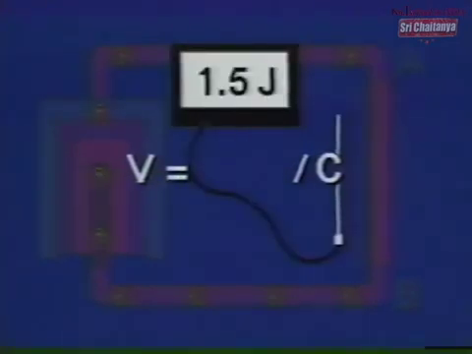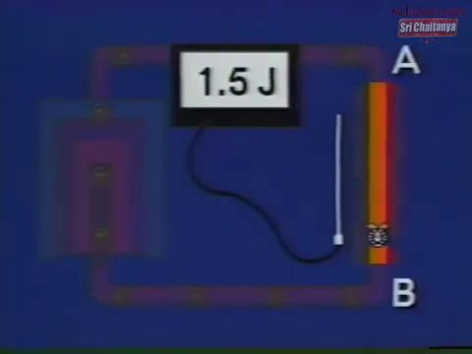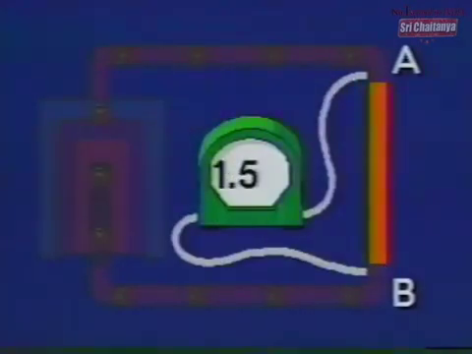So, in this circuit, each coulomb of charge loses 1.5 joules of energy as it flows from A to B. Since potential difference is measured in volts, we can say that the potential difference across AB is 1.5 volts.